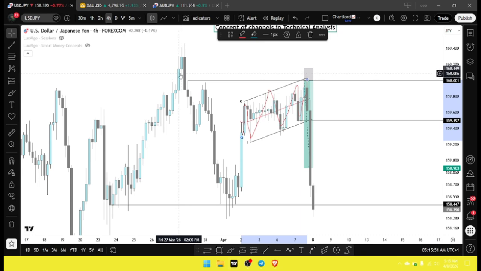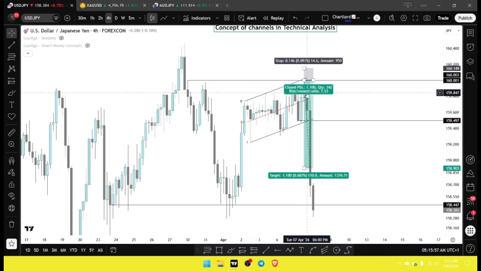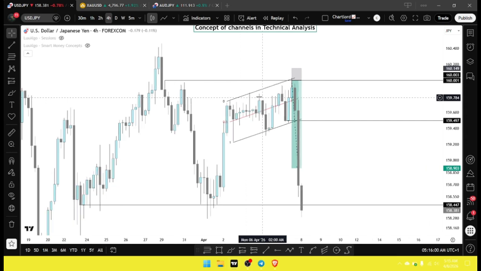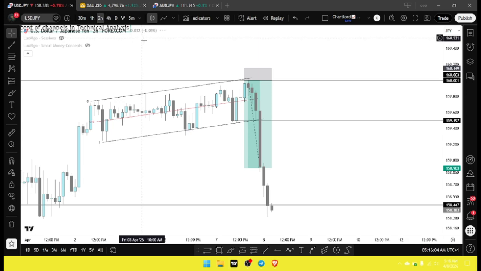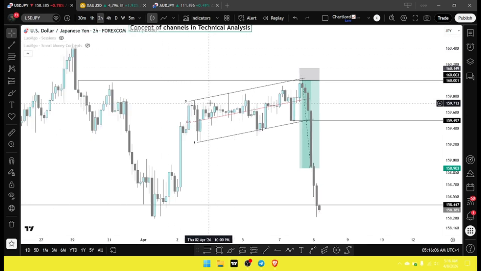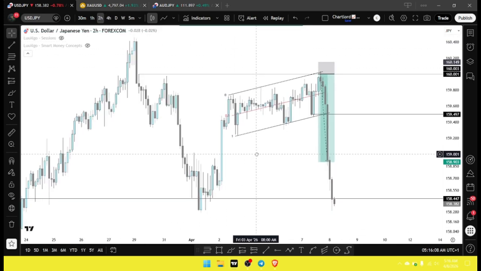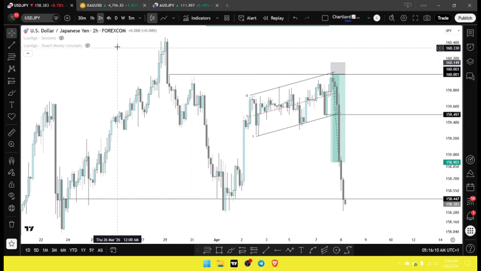So you can see price selling after taking out this high and giving us that rejection that I talked about. You can clearly see it there. And then what happens? We started getting the sell on USDJPY. So this is a classic example of a reversal of a channel playing out.